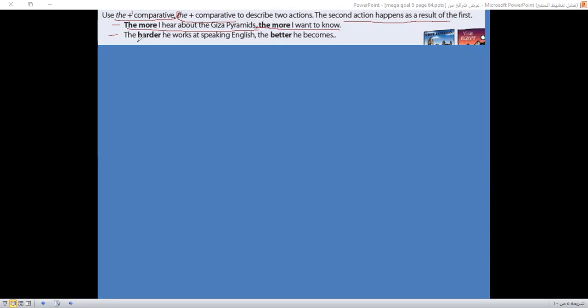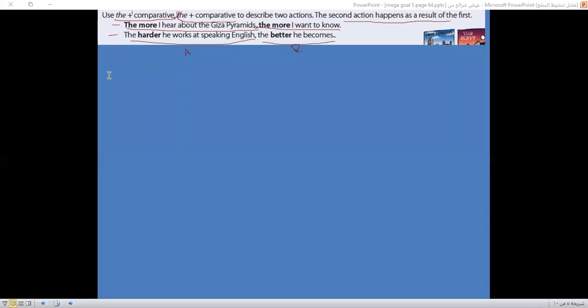You see? The second one, the harder he works at speaking English, this is the first part. The second part, the better he becomes. So the harder he works at speaking English, this is the action. The result of that is that the better he's going to become at his English. The harder he works, the harder is the comparative form, the better also is a comparative form. Did you understand the meaning of this grammar, Thalith? Yes, teacher.